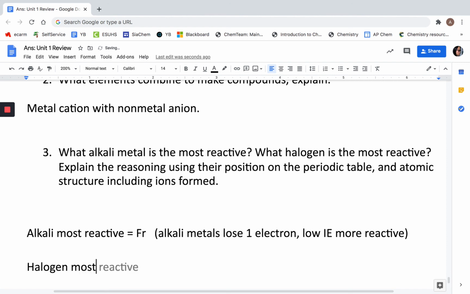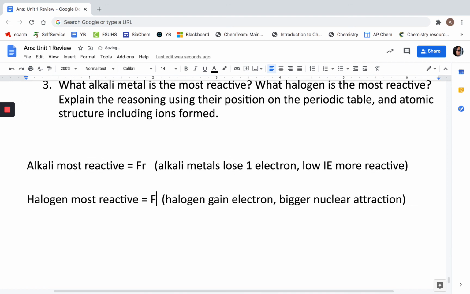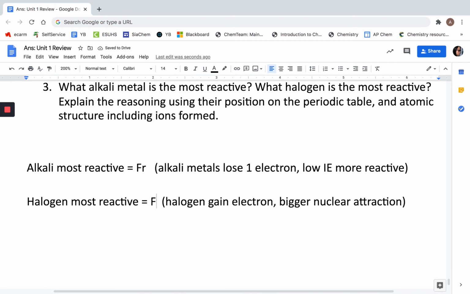Okay, now let's talk about halogen. Halogens, let's talk about the most reactive halogen, well, before we do it, let's think again. Halogens gain electron. Okay, halogens gain electron. So since halogen is not losing electron, it doesn't want to lose it, it wants to gain it. Bigger nuclear attraction is better. Okay, think about smaller, bigger nuclear attraction. In this case, we're talking about fluorine is better. Okay, so that's pretty much it.